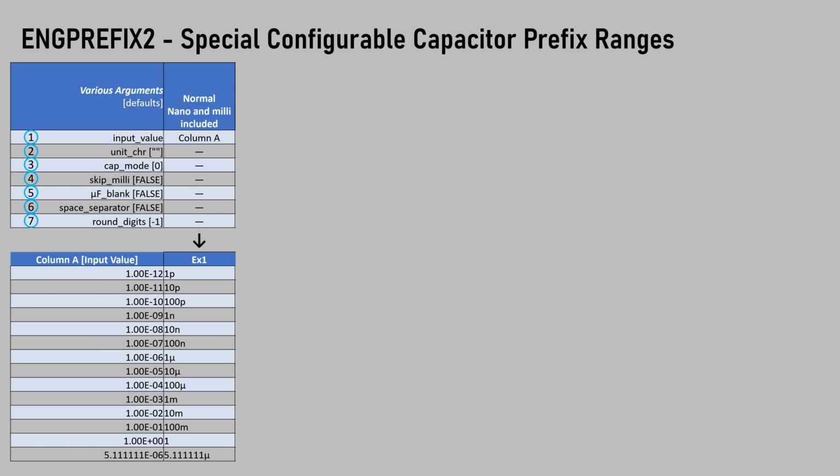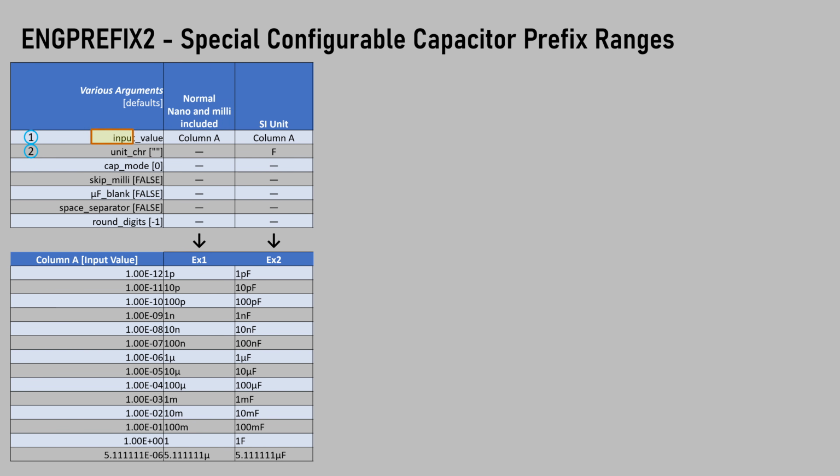For demonstration purposes, I've made a chart to show what will happen with various number inputs conducive to the ranges of capacitance values. Each input comes from column A, here on the left. The values range from 10 to the -12 to 1, with the addition of a number in the last row that is in the microfarad range and has repeating decimals to demonstrate the rounding function. Notice this scales the number and appends the appropriate SI prefixes.